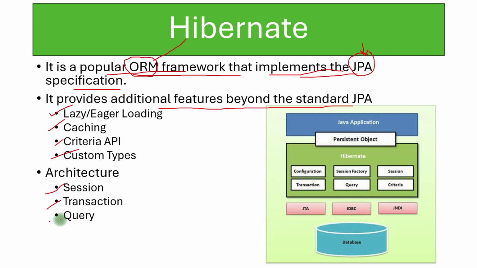If I show you this diagram, this is a very high level diagram where we have this Java application. Here persistent objects get created in the layer, and this is where Hibernate is. In Hibernate, we have configuration, session factory, session, transaction, query and criteria, and these are the features on top of JDBC and JNDI, and down the line we have the database that it needs to connect to. So this is at a very high level. It is just answering what is Hibernate. There is a lot in Hibernate that you have to learn about.